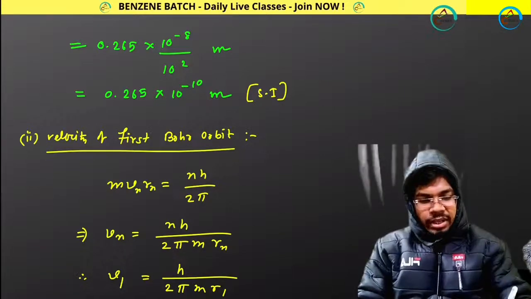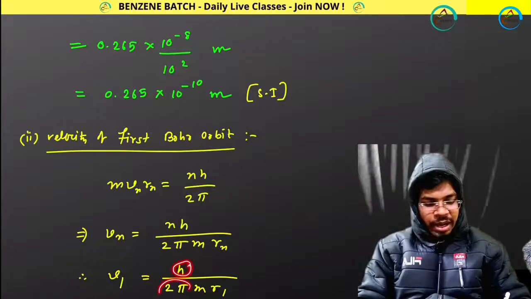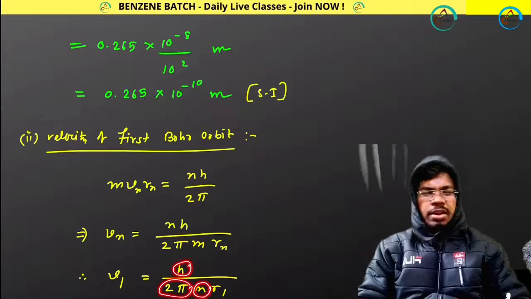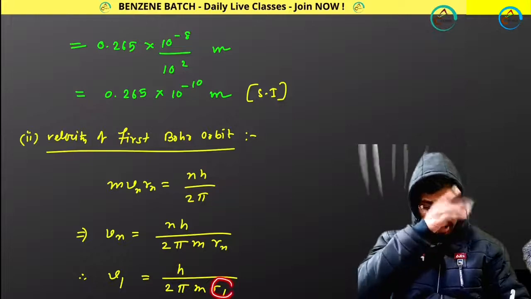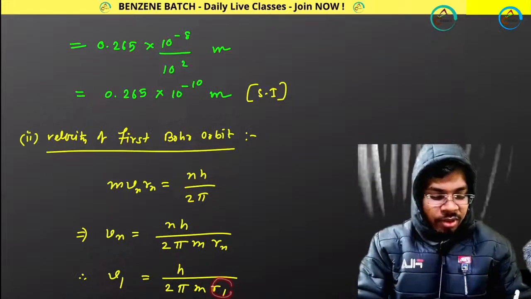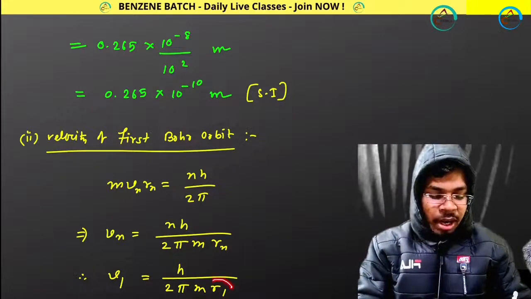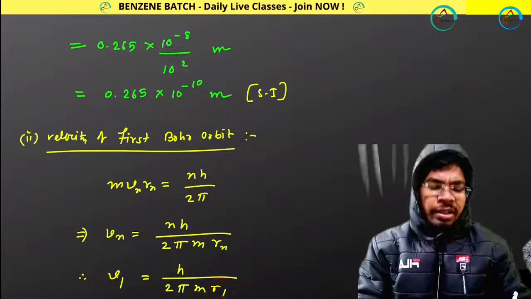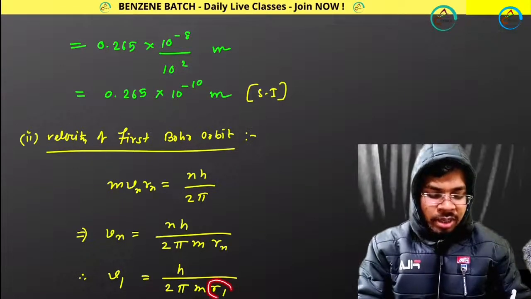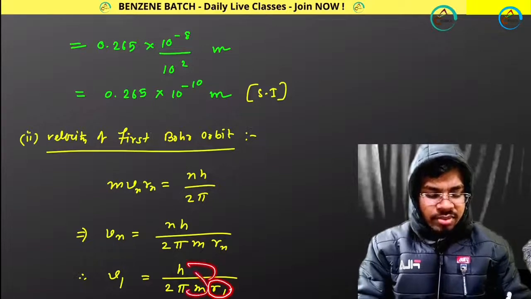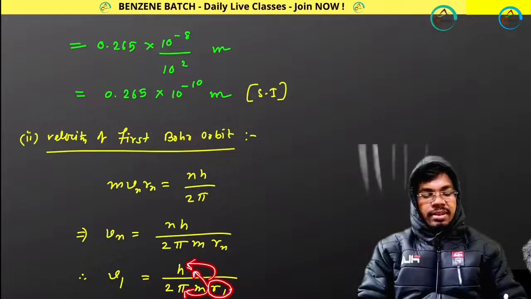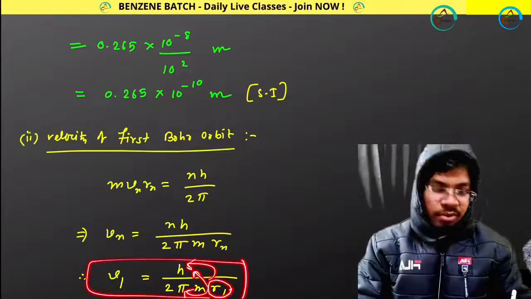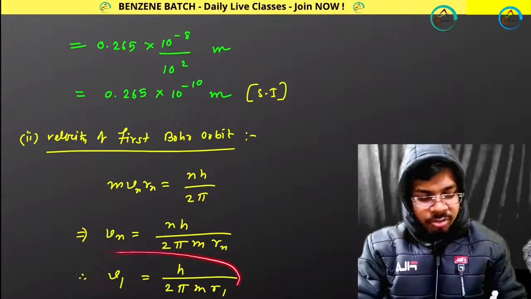Now you know the value of h, you know the value of 2 pi, you know the value of m. You easily know all these values. You just need to put the value of R1. If you want your value in CGS unit, put R1 in CGS unit. If you want the value in SI unit, put R1 in SI unit along with all other values. So this problem I will solve right now. First of all, let me solve this in CGS unit.